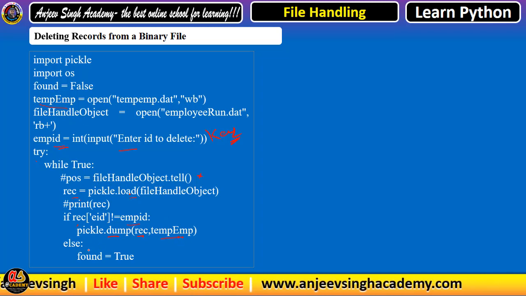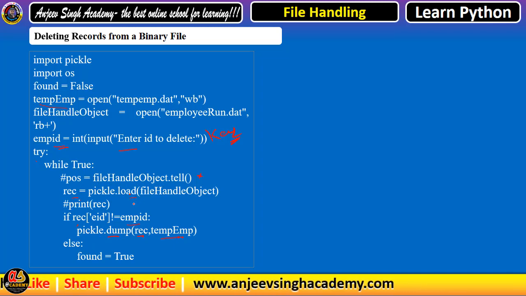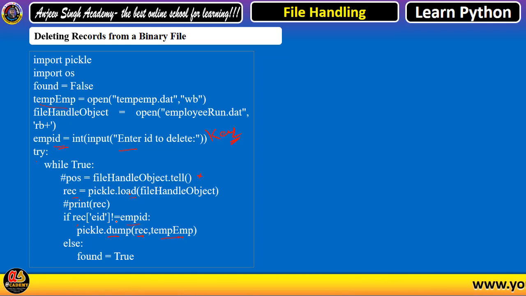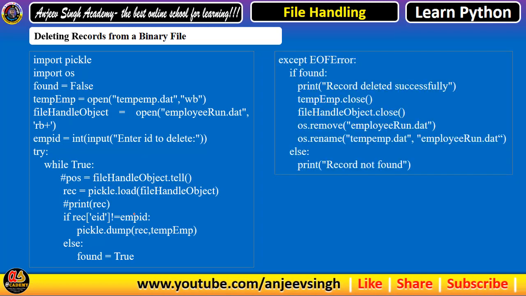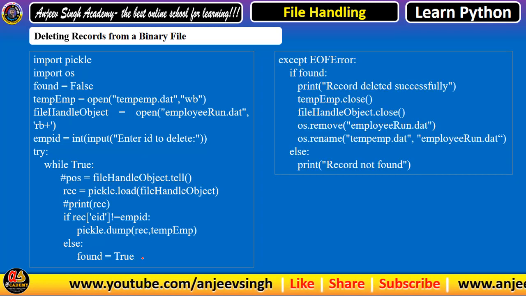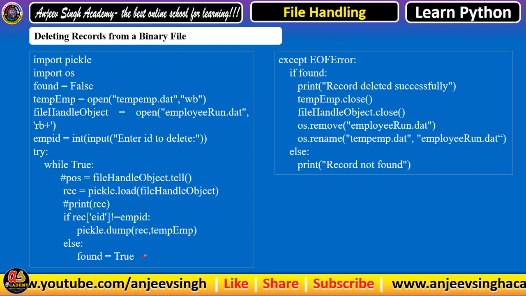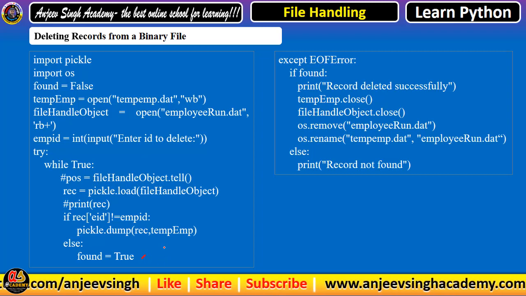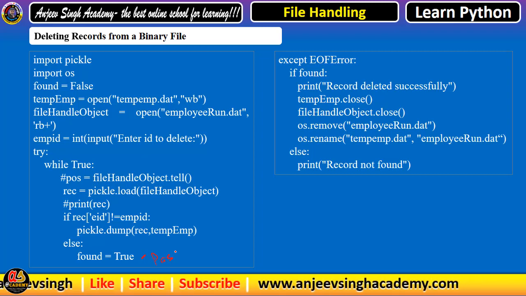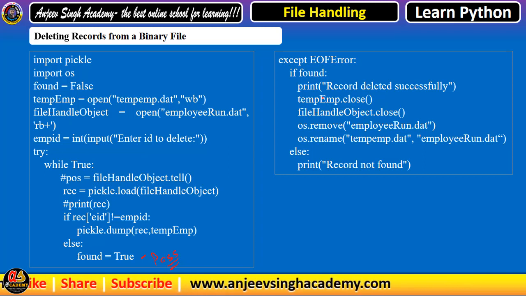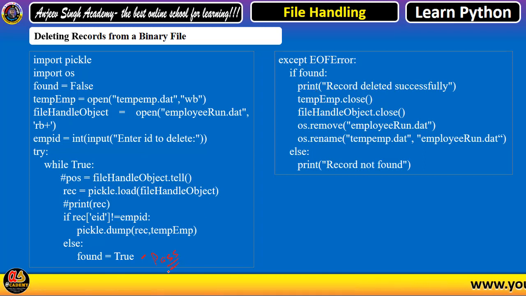And else, if the record EID does not match, look at this, what I have written, not equal to. If it does not match, then you will go and write this record to the temporary file. Otherwise, put found equal to true, and if found is equal to true, I already told you we don't have to do anything. If you want to write, you can write pass here also, after the true statement.